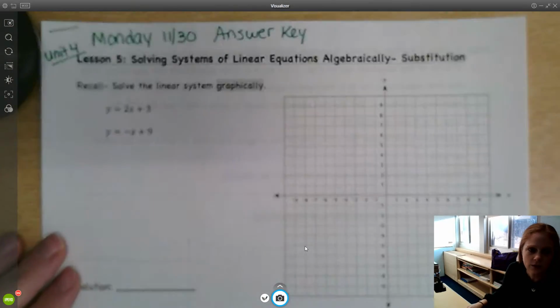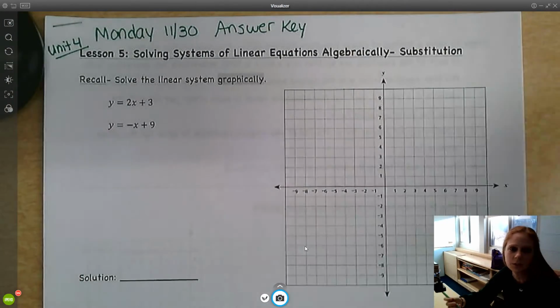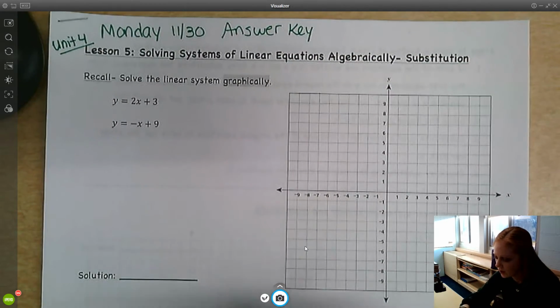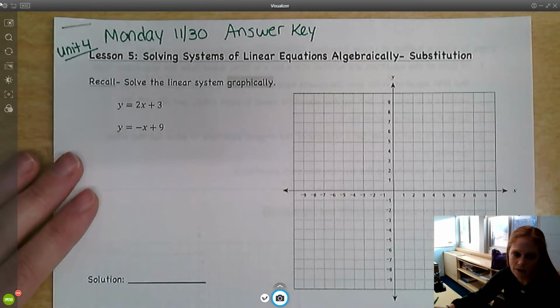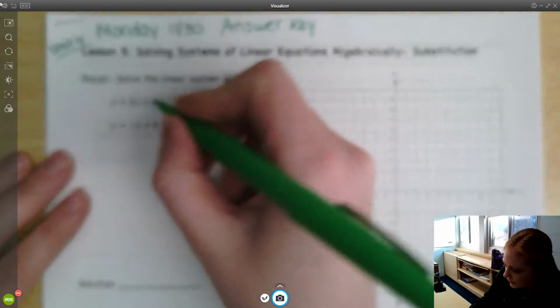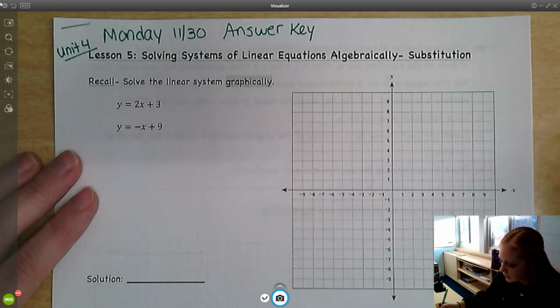All right, so this video goes over lesson 5 in unit 4, solving systems of linear equations algebraically using the substitution strategy. Okay, so first we start with a warm-up, solving the linear system graphically, which is what we've done already. So to solve graphically, we need to graph both of these linear equations and see where they intersect.